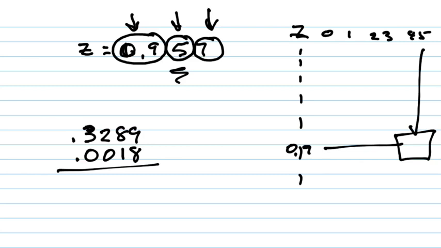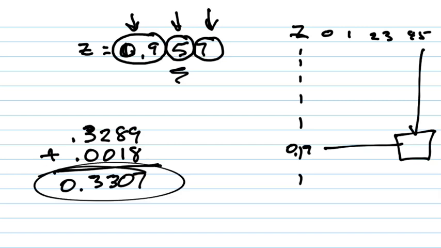Okay? Then you plus that together. And now we're going to add it together. And what do we get? I got 0.33. I'll be careful, because there's something missing there. And so 0. point what now? 307. There we go. That is our area, our probability.